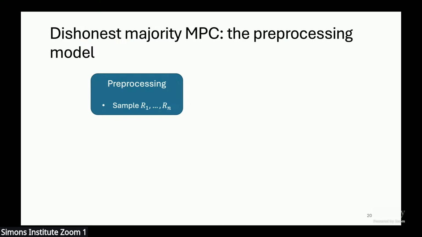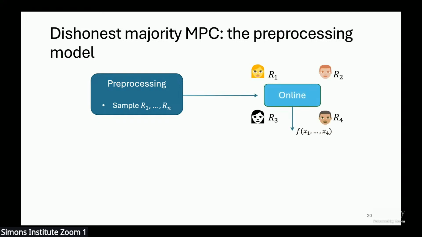We use what's called the preprocessing model, which I also mentioned when talking about these random double sharings. More formally, imagine an ideal functionality for preprocessing which samples some correlated randomness, random variables R1 up to Rn, and then distributes each of these privately to one of the parties. Then during the MPC protocol, when the parties learn the inputs, they use the randomness to help evaluate the function.